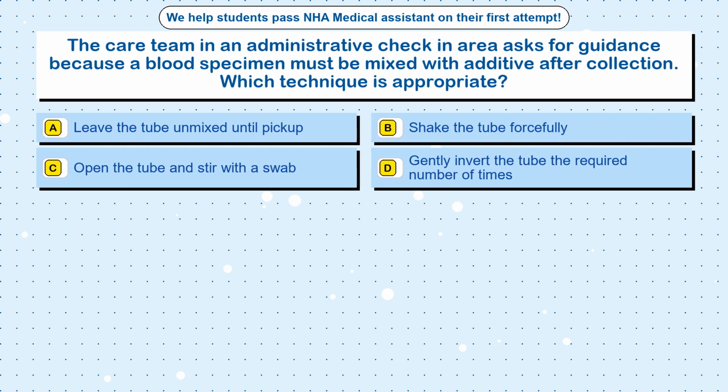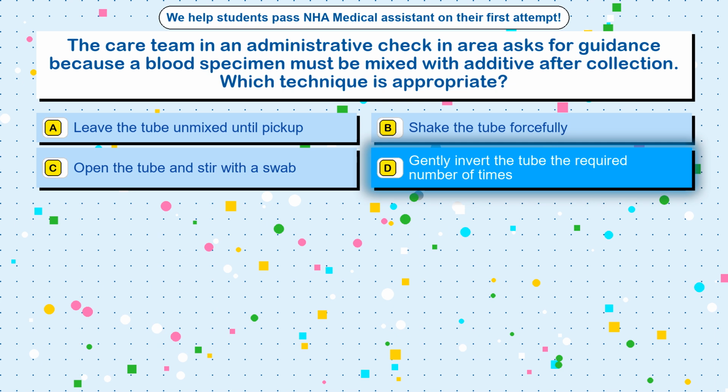Question 84. The care team in an administrative check-in area asks for guidance because a blood specimen must be mixed with additive after collection. Which technique is appropriate? Option A. Leave the tube unmixed until pickup. Option B. Shake the tube forcefully. Option C. Open the tube and stir with a swab. Option D. Gently invert the tube the required number of times. The correct answer is option D.